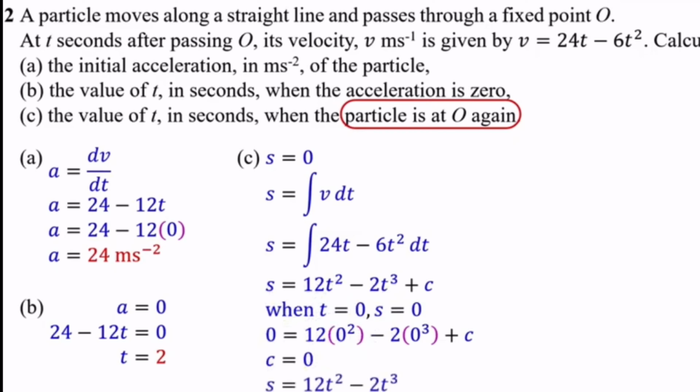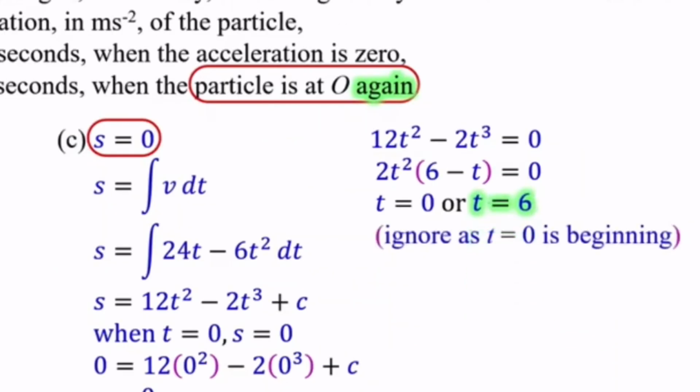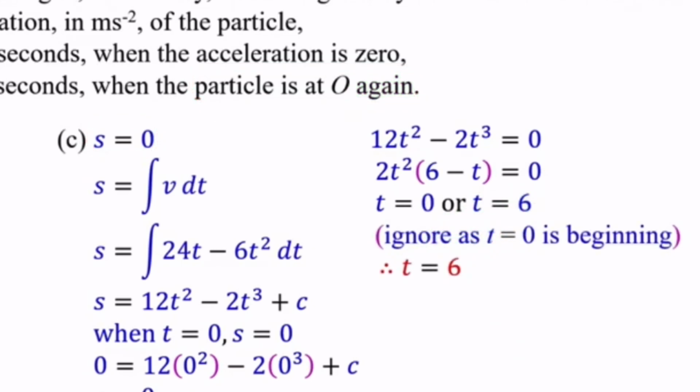By letting s equal to 0, we will get the time by factorizing the function. So 12t squared minus 2t cubed equal to 0. We factorize the common factor 2t squared. So in the bracket is 6 minus t equal to 0. We let the factors equal to 0, and we will get t equal to 0 and t equal to 6. So t equal to 0 is actually the starting point, the particle at the point O, and t equal to 6 means the particle actually goes back again.